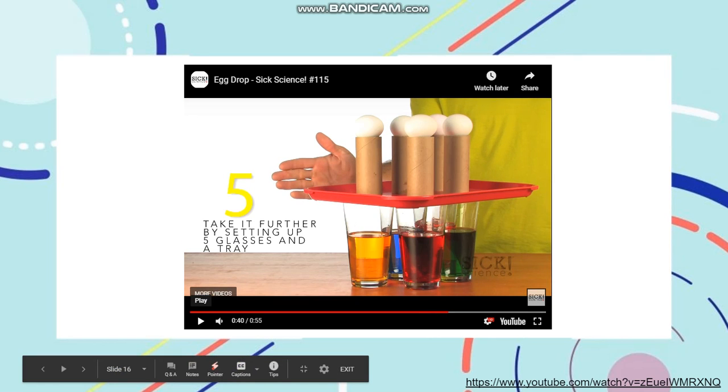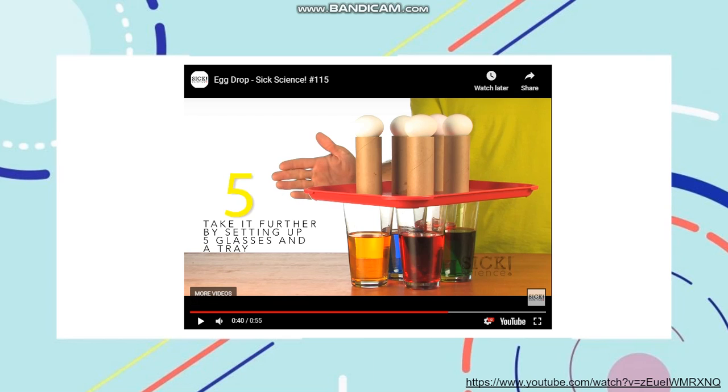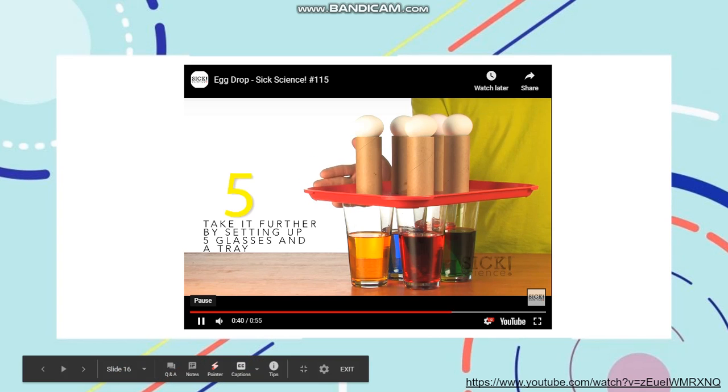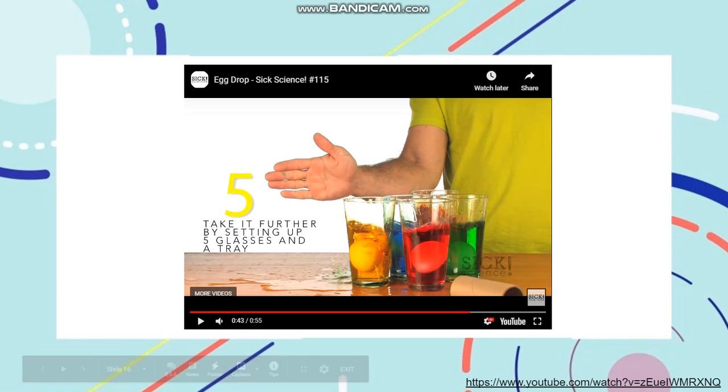And now he's gonna try with 5 tubes with 5 eggs sitting on it. Wow, I wonder if he will miss some of the eggs because there are 5 of them. Let's see. Did you see all of them fall right into the glasses?